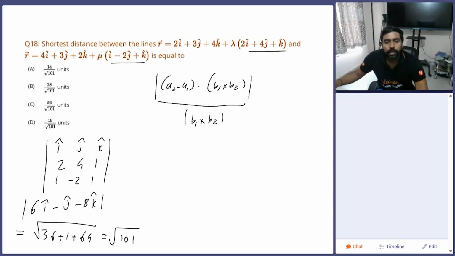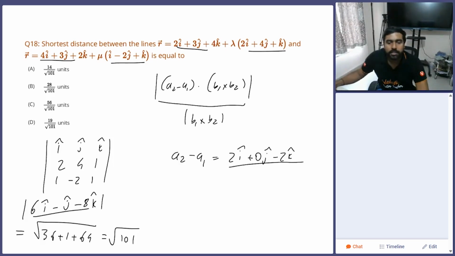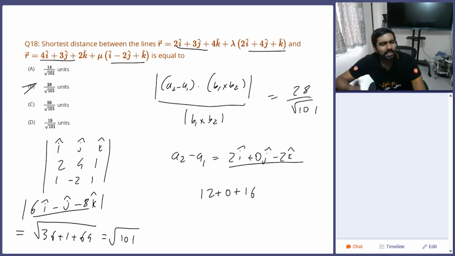Okay? Now, what is A2 minus A1? A2 minus A1 is coming out as 4 minus 2, 2 I cap, 3 minus 3, 0 J cap, 2 minus 4, minus 2 K cap. What is the dot product of these two? That's 12 plus 0 plus 16, which is 28. So you get 28 divided by root of 101. Very simple. Distance between 2 lines, 3D.